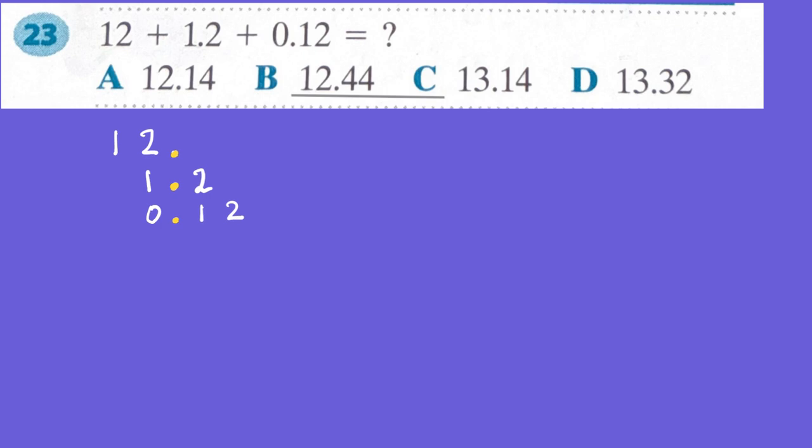So now that you've noted that all the decimals are in the same place value, we can start adding this number. So we'll have 2, then we can add 1 and 2, and now we must place once again the decimal point and continue adding 0 plus 1 plus 2, which is 3, followed by 1. And our answer is 13.32, which is option D.